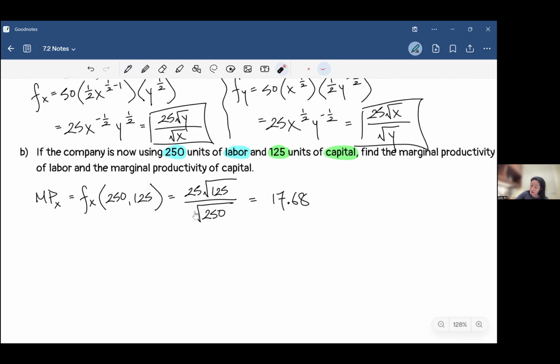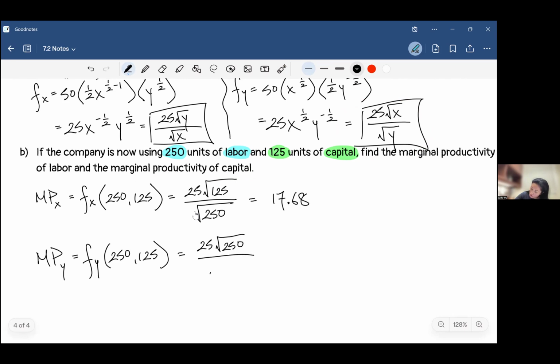Now, similarly, the marginal productivity of capital is asking you to find Fy at the values that you want. So because I'm evaluating, thank goodness I rewrote it earlier, I'm going to grab that version and I'm going to get 25 square root of 250 over square root of 125. And when I throw that into the calculator, I get 35.36.